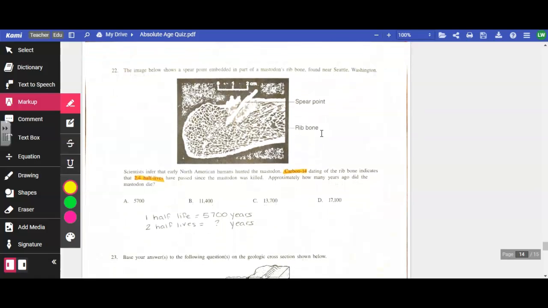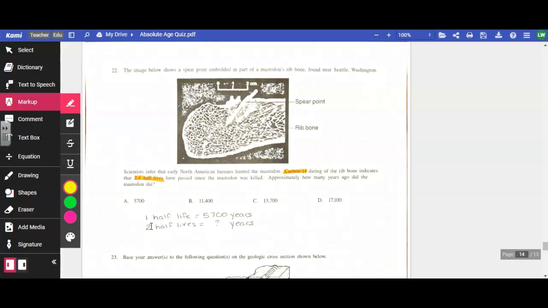Number 22, the image below shows a spear point embedded in a mastodon's rib bone found near Seattle, Washington. Scientists infer that early North American humans hunted the mastodon. Carbon-14 dating of the rib indicates that 2.4 half-lives have passed since the mastodon was killed. Approximately how many years ago did the mastodon die? So remember, we know that 1 half-life is 5,700 years. And this is 2.4 half-lives have passed.